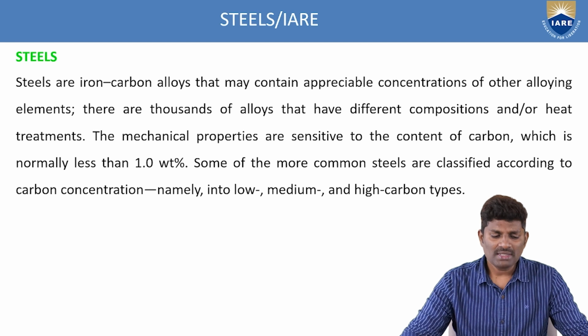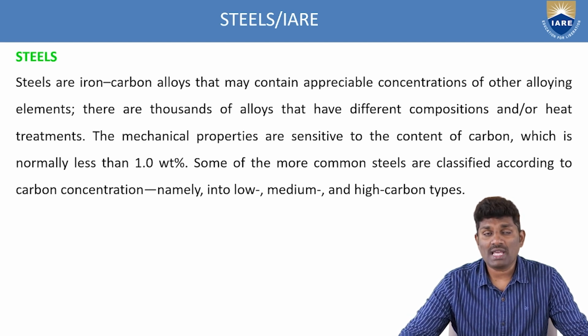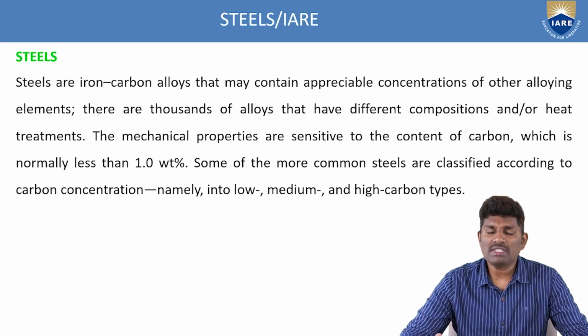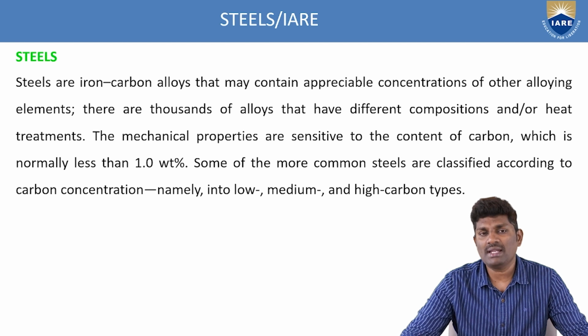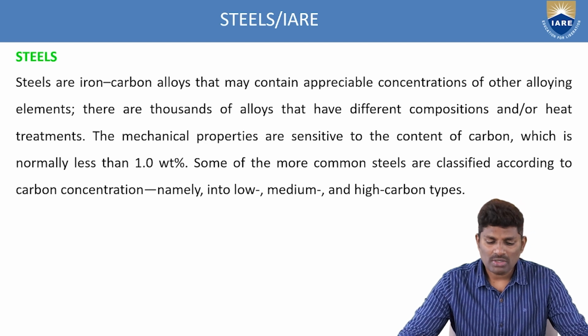Now coming to the steels, steels are iron carbon alloys, of course, that may contain appreciable concentrations of other alloying elements. There are thousands of alloys with different compositions through the heat treatment process. So while doing the heat treatment process, we can add different alloying elements to the steels to enhance the mechanical as well as the physical properties at each stage. The mechanical properties are very sensitive to the content of carbon, which is normally less than 1 weight percentage of carbon. So generally if you see steels, they have a carbon content of at most 1 percentage.